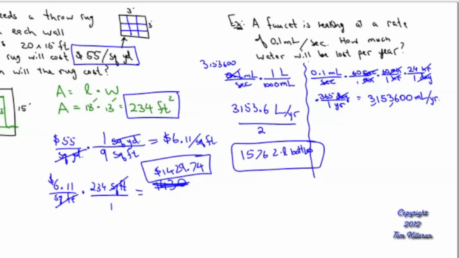You have lost, just think about this for a second. You take a bunch of 2-liter bottles and you start pouring them down the drain. You have to dump almost 1,600 of them down the drain.